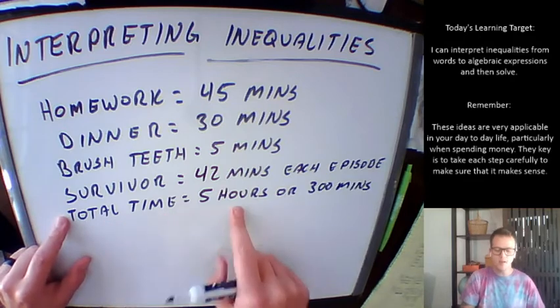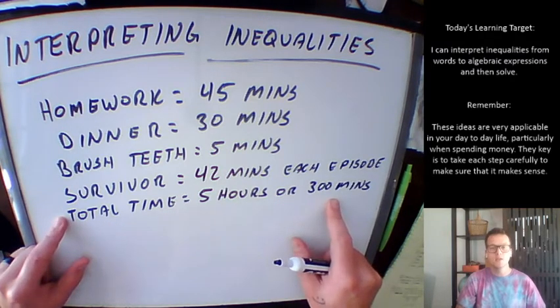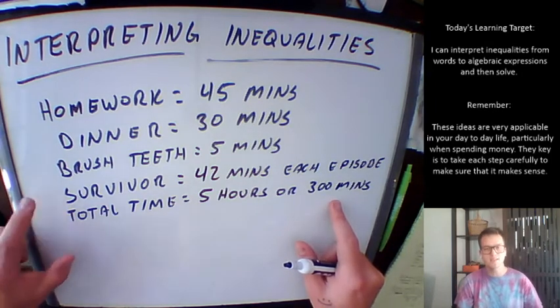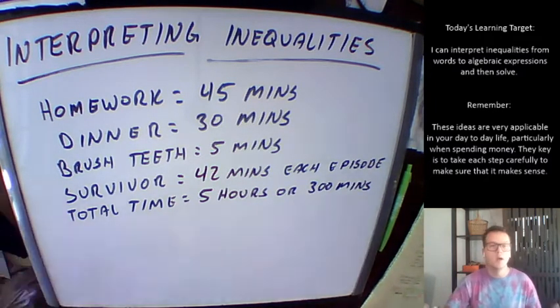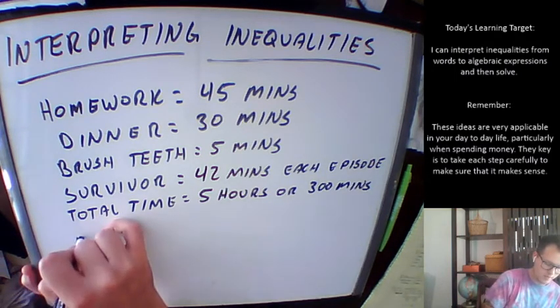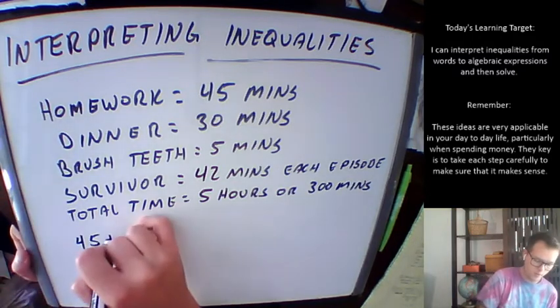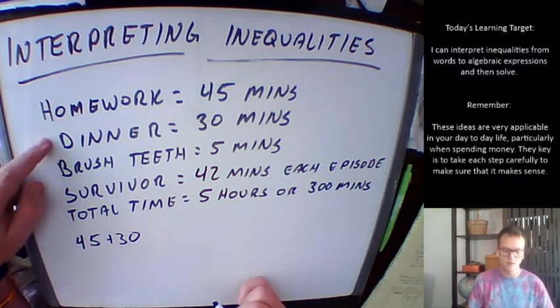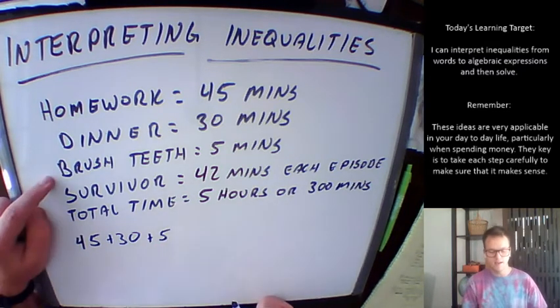The total time you have is 5 hours, and then I converted that into minutes. So we have 300 minutes to accomplish all of these things while maximizing the number of complete episodes of Survivor that we can catch. So let's create our inequality. We know we have to do homework, so let's capture that. We have 45 minutes. We have to eat dinner, and that's going to take 30 minutes. We have to brush our teeth. That's a requirement, so that's going to take 5 minutes.